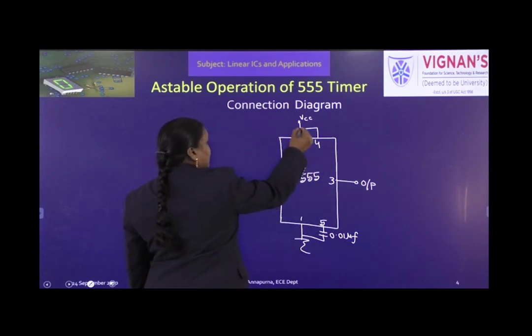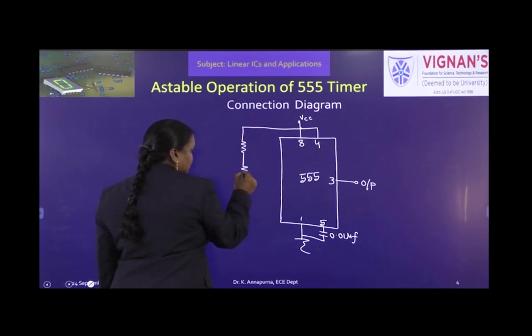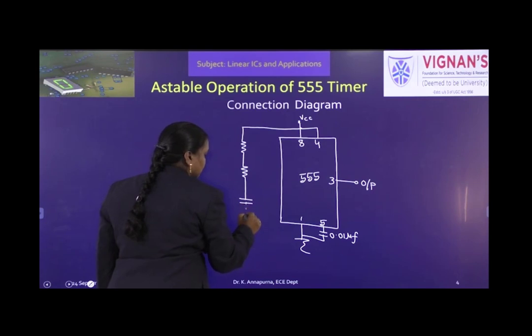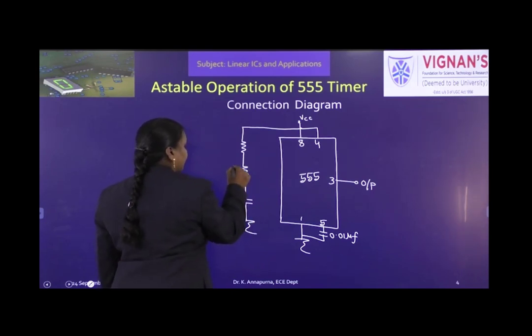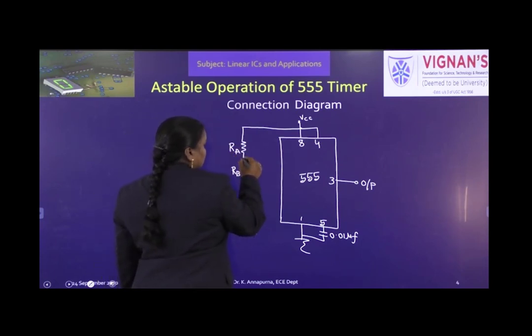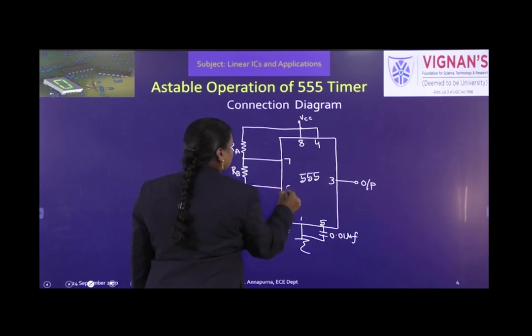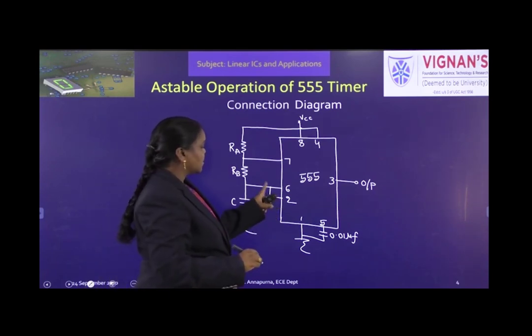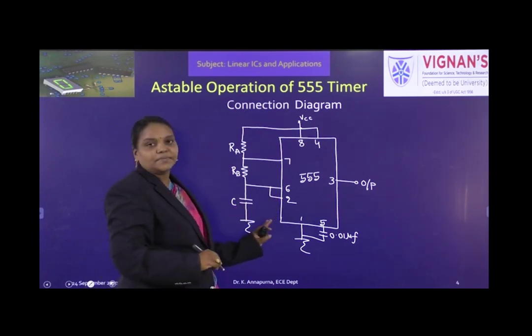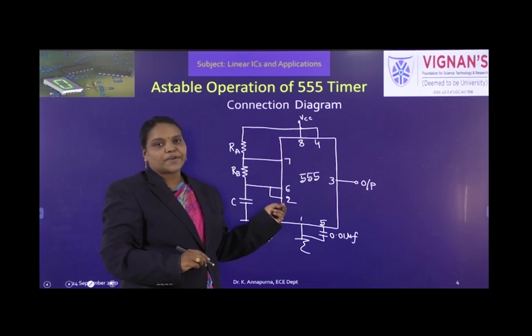Here we are using 2 resistors, RA and RB, and the capacitor C. This is the discharge pin, this is the threshold, and here we are not using the trigger, so usually it is connected to the 6th pin. So this is the connection diagram. If we connect the 555 timer like this, then it will automatically generate the square wave.